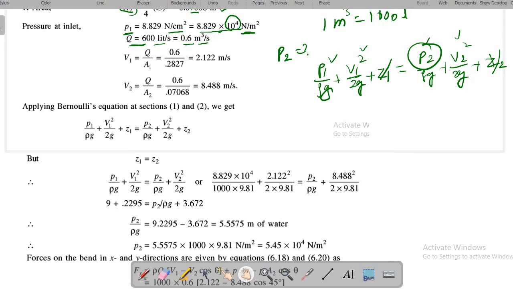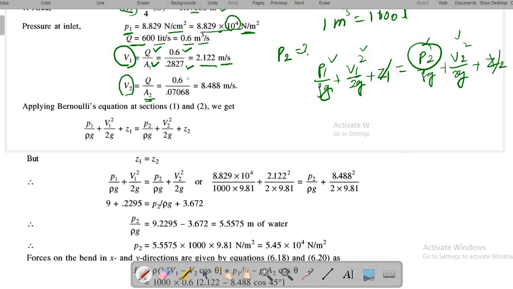Let us see. We are going to apply Bernoulli's equation. Before that, we are going to calculate V1. V1 is equal to Q by A1. Q is 0.6, A1 is 0.2827. So we got V1 as 2.122 meter per second. As we have substituted meter cube per second divided by meter square, we get the answer in meter per second.